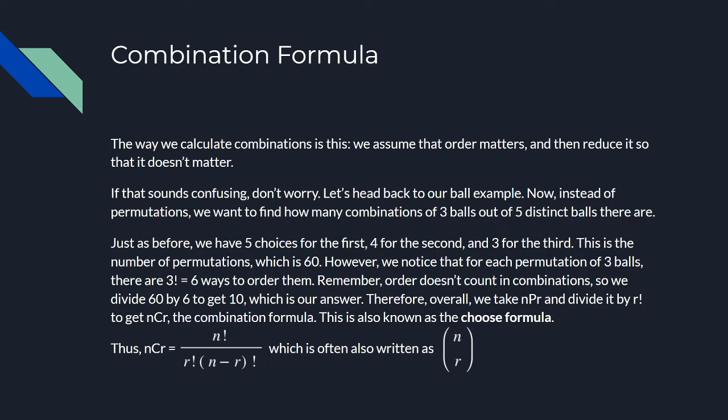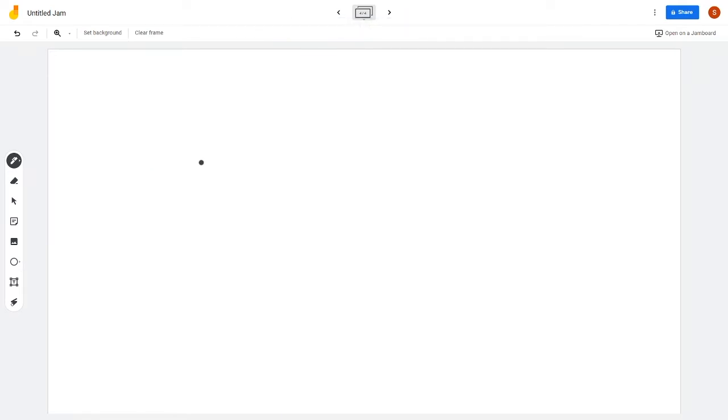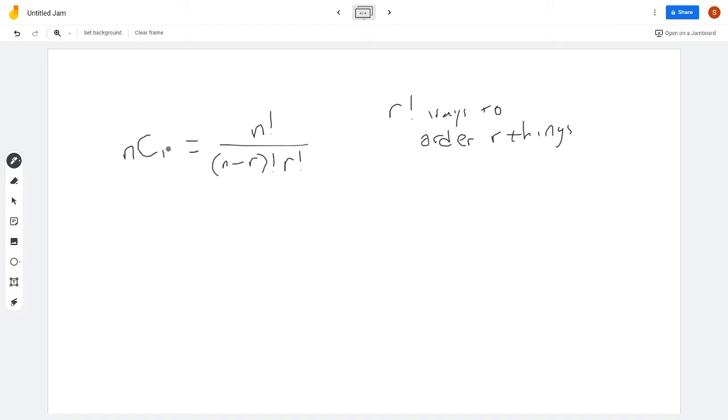So overall, we're going to take nPr and divide by r factorial to get nCr, the combination formula, also known as the choose formula. We have our permutation formula, which is n factorial over n minus r factorial. But now, because there are r factorial ways to order r items, we have to divide by r factorial because we don't want the order. So we're overcounting by a factor of r factorial. So this is what nCr is: the number of combinations for n total items when we are choosing r items.